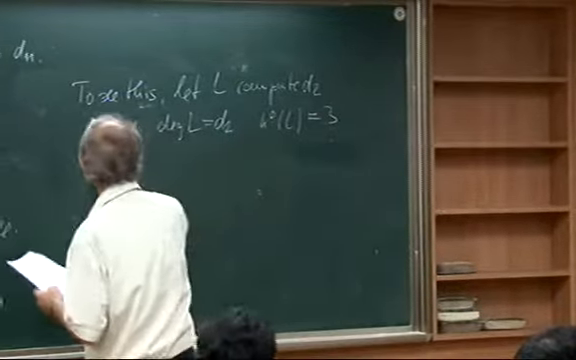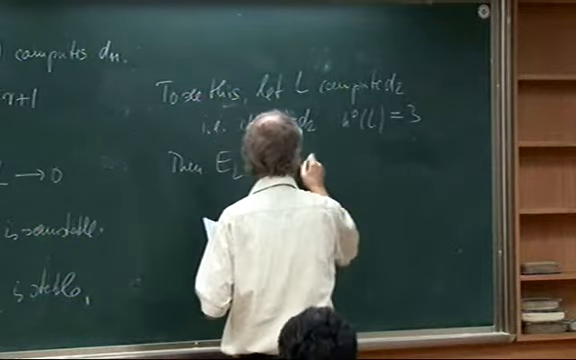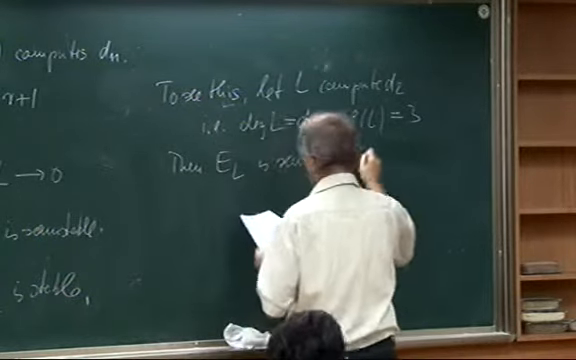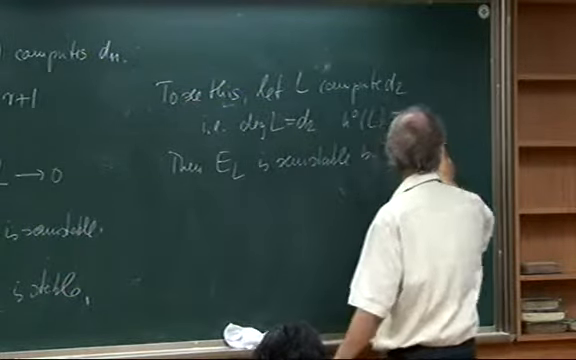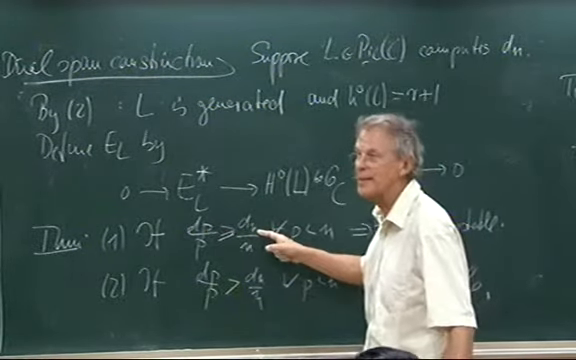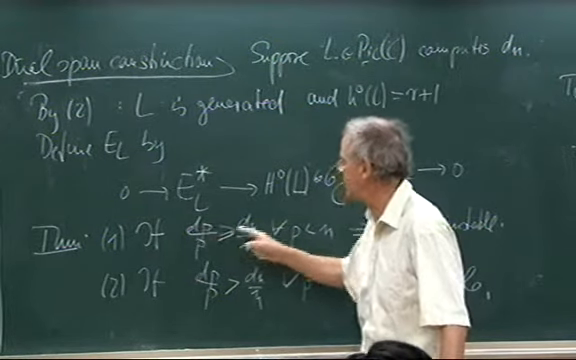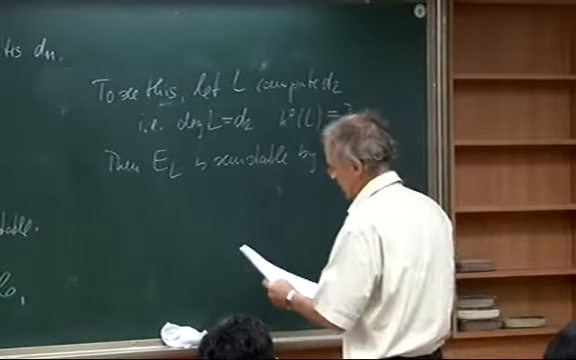Then EL is semi-stable by theorem 1 here. We have to check this one here, but if we have 2 here, we have to check this only for D1, and this is always the case. D1 over 1 is always greater or equal to D2 over 2. That one can see easily. Okay? So this is semi-stable.